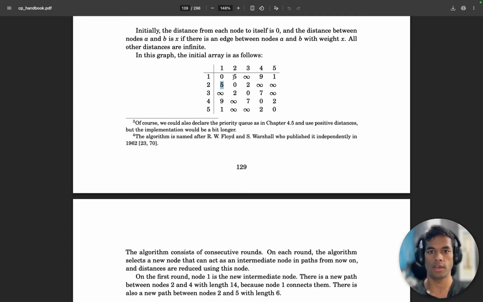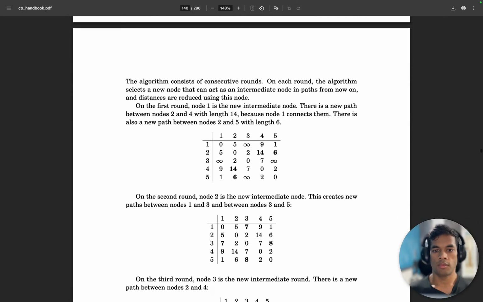So for 1, we have 5 and 9, 2 and 4, and we see 2 and 4 are connected by infinity. So we make this thing 14 and we make this thing 14. Then for 2, we have 5, 2, 14, and 6. So 5 is 1 and 3. 1 and 3 are connected with infinity, so we update that and make that 7. And we have 1 and 4.